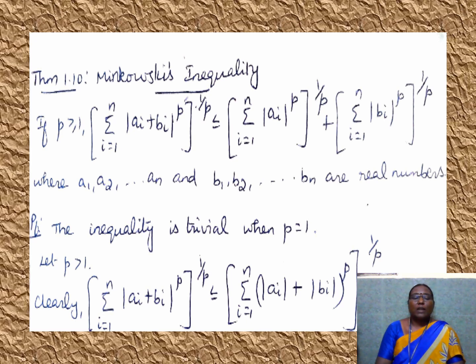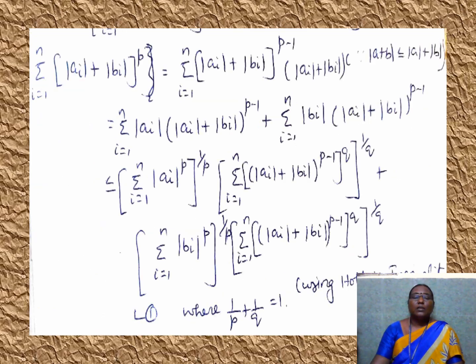If p is greater than 1, then summation i equal to 1 to n mod ai plus bi power p the whole power 1 by p less than or equal to summation i equal to 1 to n mod ai plus mod bi the whole power p the whole power 1 by p. We are using the triangular inequality. Next I am considering the summation i equal to 1 to n mod ai plus mod bi the whole power p. So this whole power p can be split up into two terms, whole power p minus 1 into whole power 1. And using Holder's inequality and the result 1 by p plus 1 by q equal to 1, we are deriving this result for Minkowski inequality.